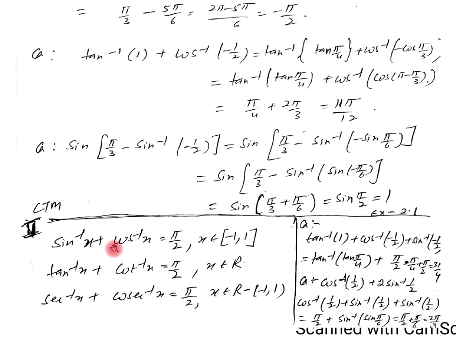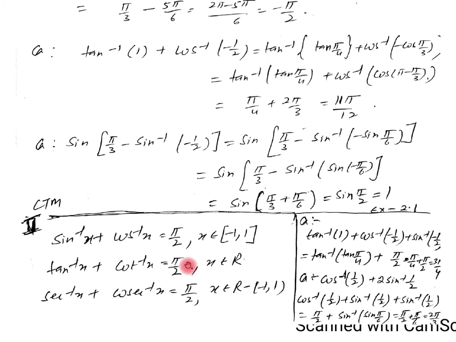Sin inverse x plus cos inverse x equals pi by 2. Tan inverse x plus cot inverse x equals pi by 2. Secant inverse x plus cosecant inverse x equals pi by 2. Now let us use these results in our questions.